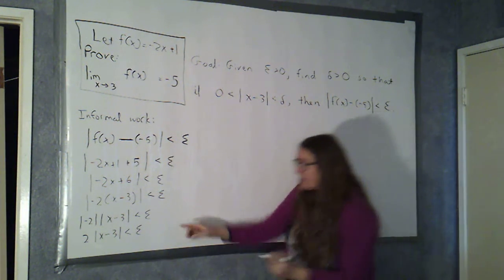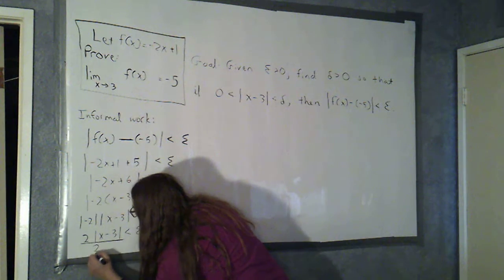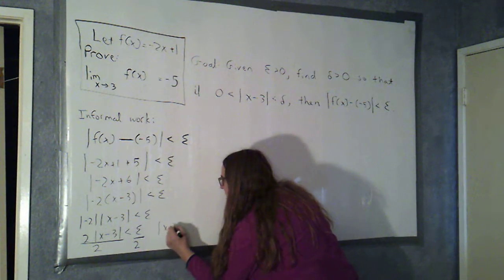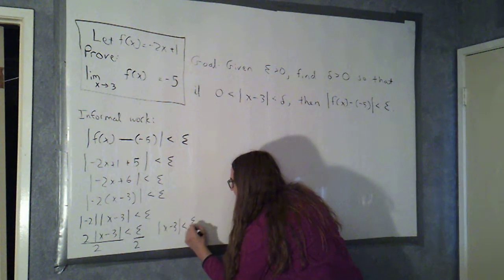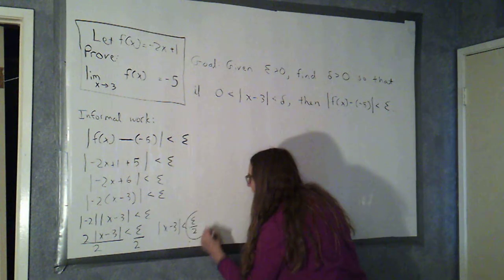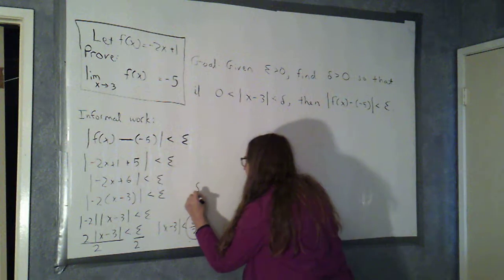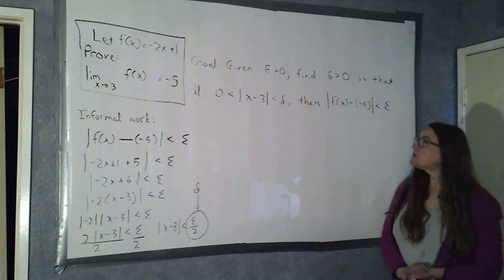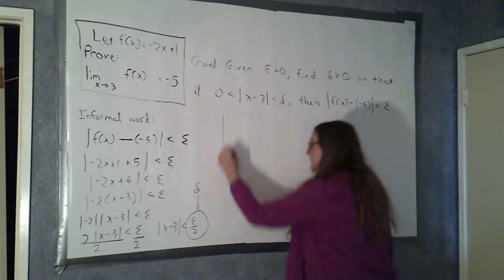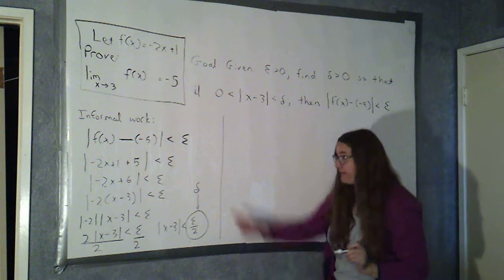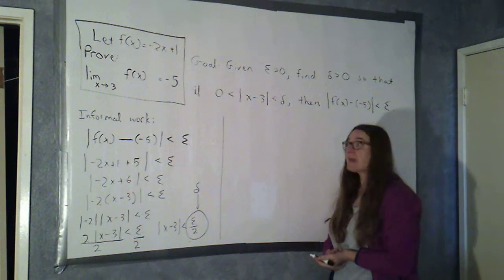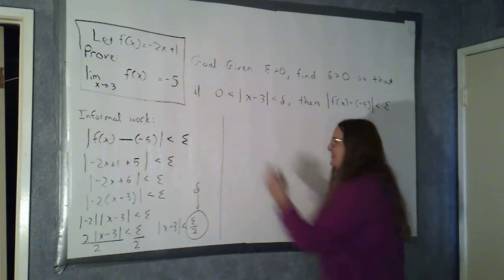So if I take this inequality and I just divide both sides by 2, I'm going to get that the absolute value of x minus 3 is less than epsilon over 2, and I'm pretty sure that that's the number delta that I was looking for. So now I'm ready to write up my formal proof. I've found a delta that I think works. The formal proof will just show that that delta does what I need it to do.